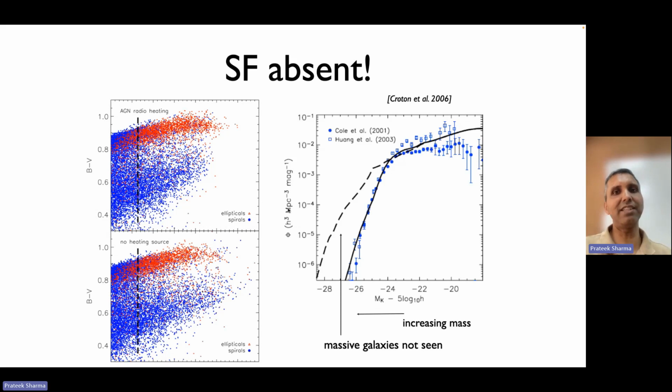This is another way of looking at it. This is the luminosity function as a function of luminosity or mass. If there was no feedback, there would be a lot of these galaxies, as quantified by this luminosity function, at high masses or high luminosity. But this is not what is observed. Observations are shown in these symbols. If you put in this feedback recipe, then you are suppressing star formation or galaxy formation at high masses. So you get this to match.